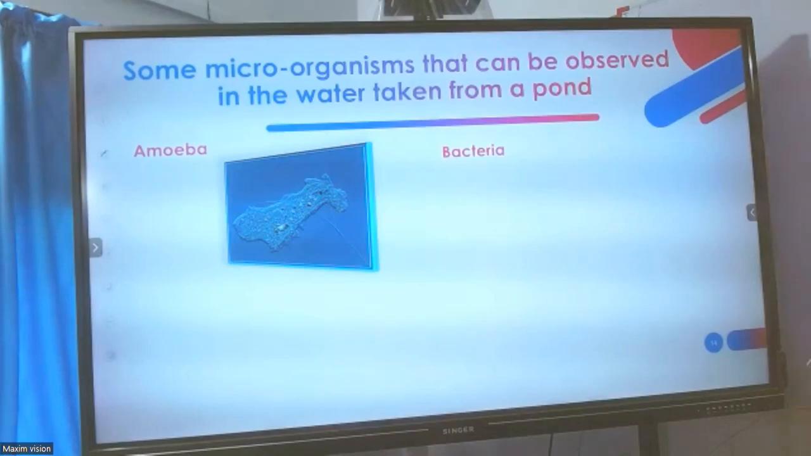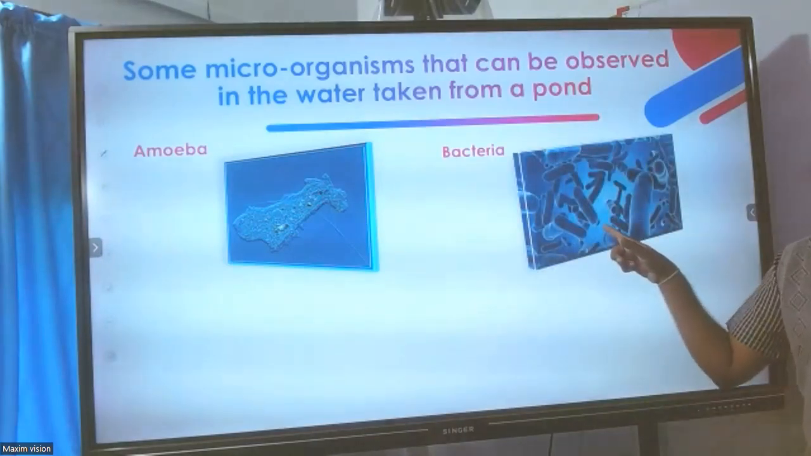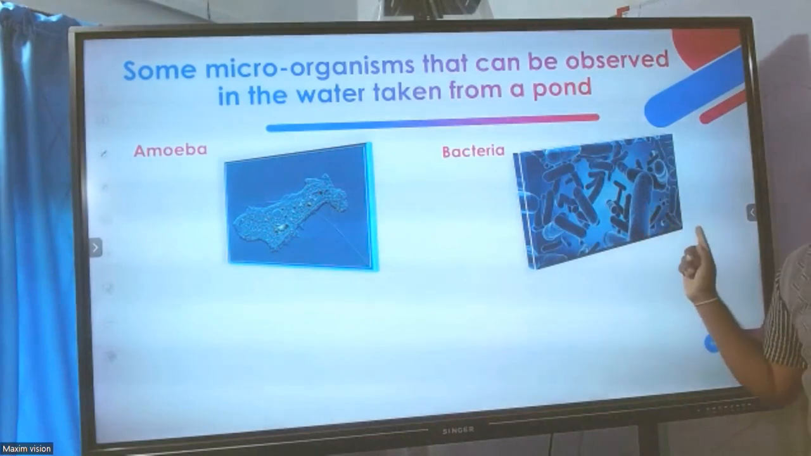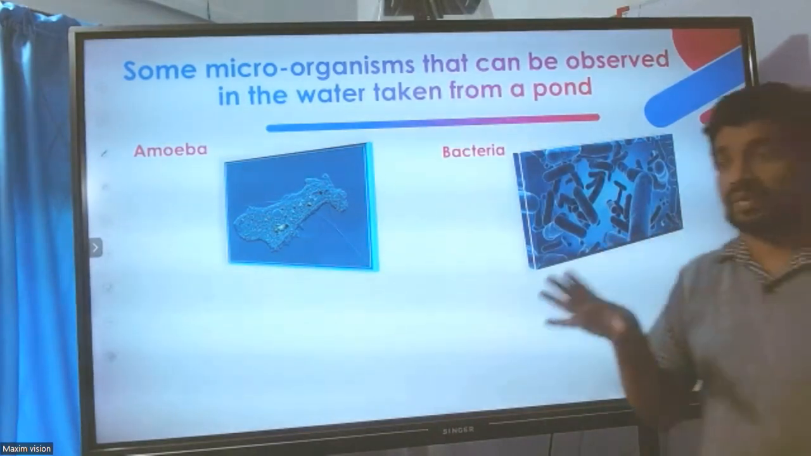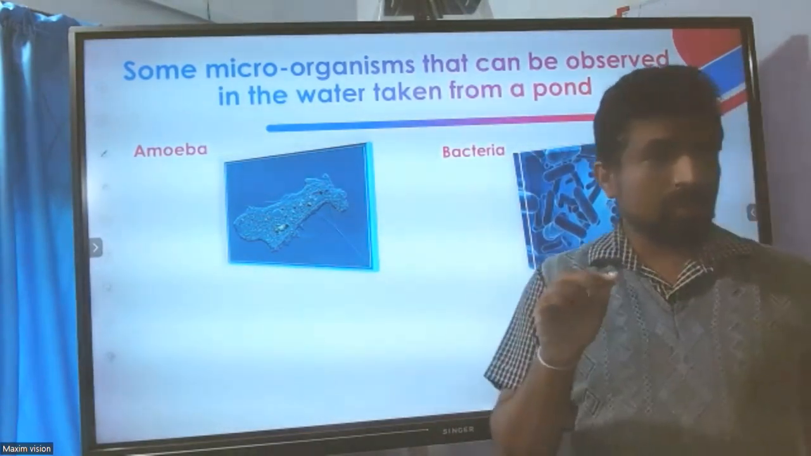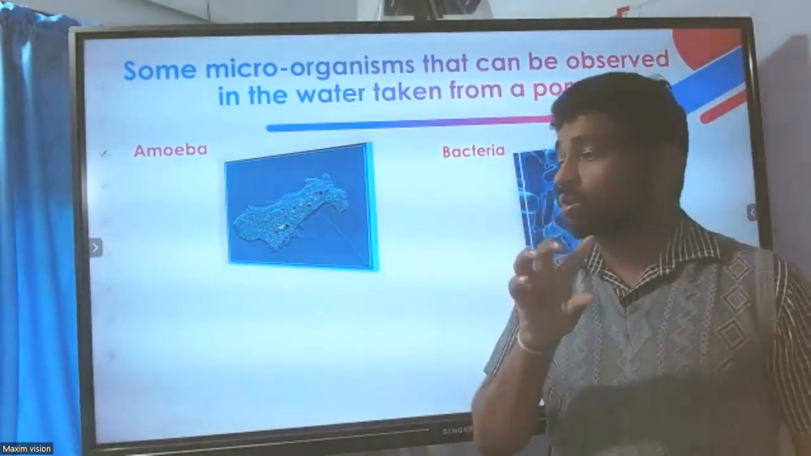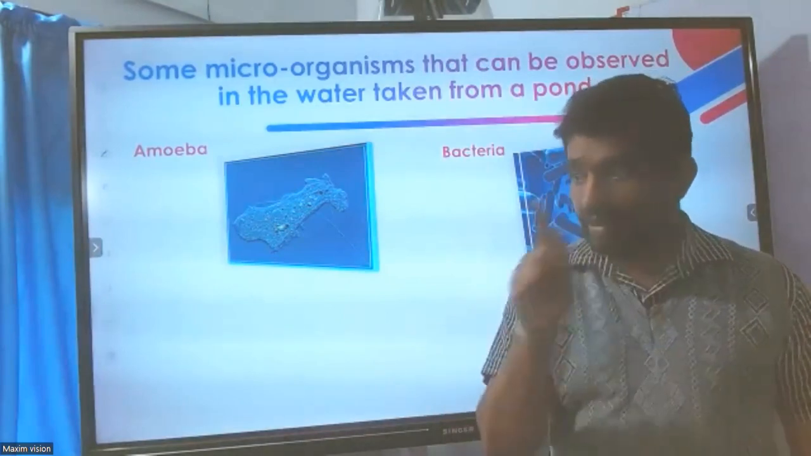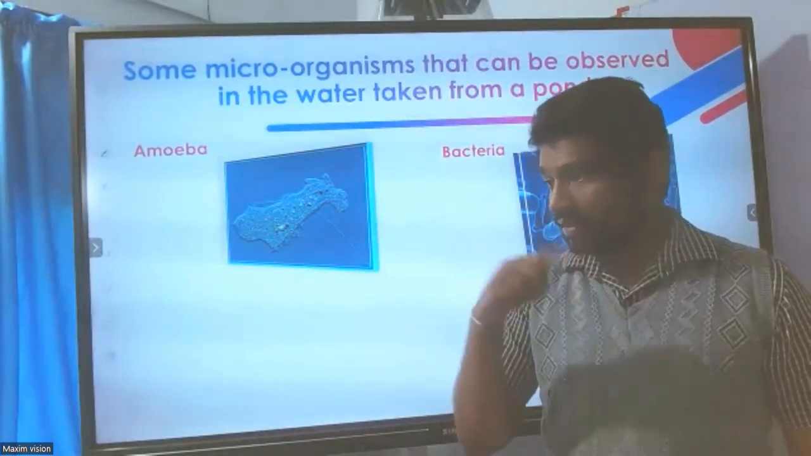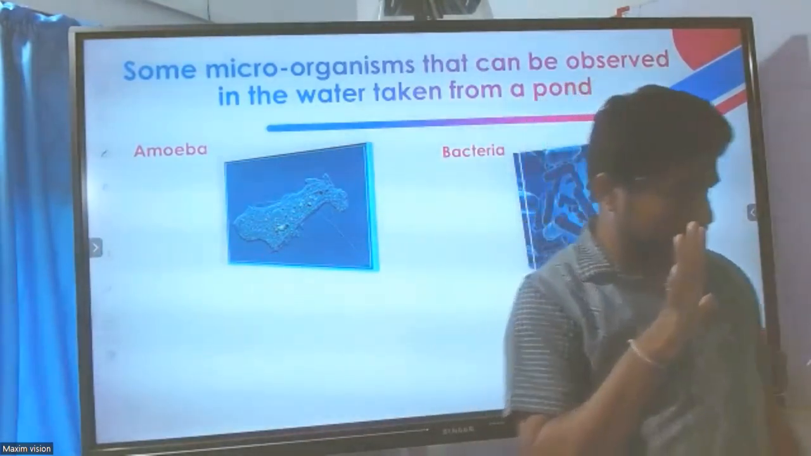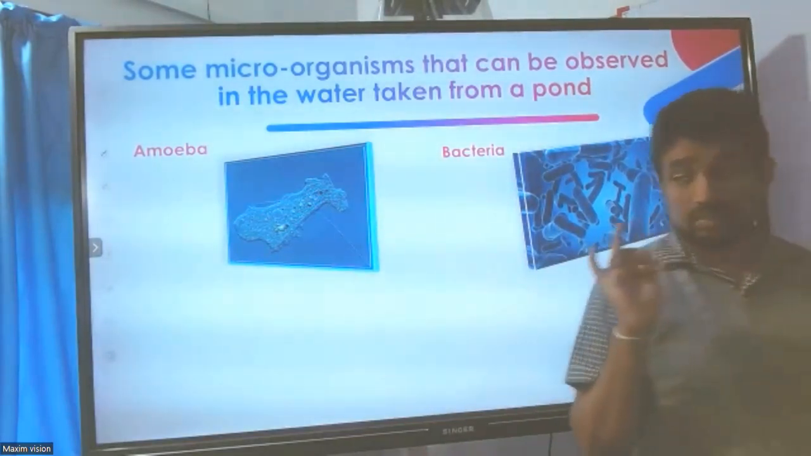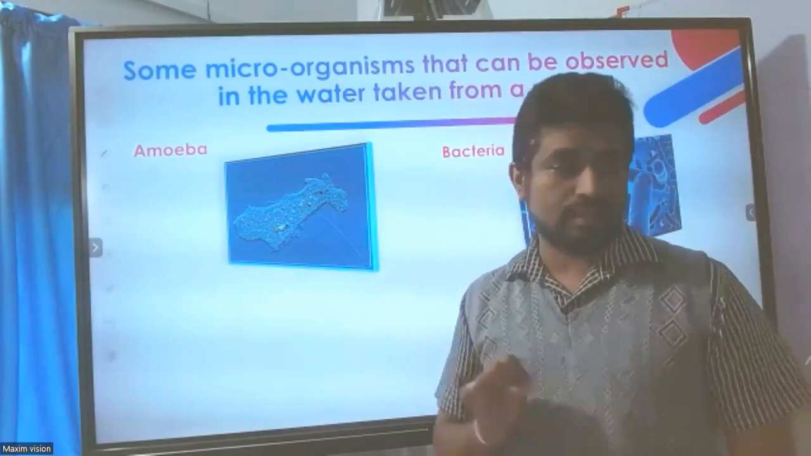Number two, what is this one? This is bacteria. How do we identify it? Rod shape. Now, bacteria, there are several types: rod shape, round shape, which we call coccus, and spiral shape and comma shape. Four types there are in bacteria. What are they? Rod shape, round shape, comma shape, and spiral shape.